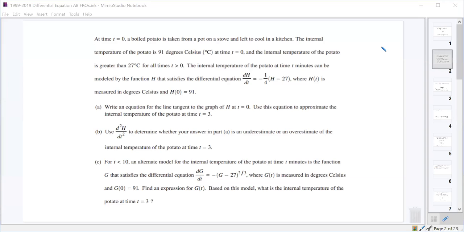So we are going to give it an initial temperature. Okay? And we know that the temperature is greater than 27 degrees. Okay, that may or may not be important. It sort of is. It's not going to make or break your ability to do the problem, but it's a good thing to know.